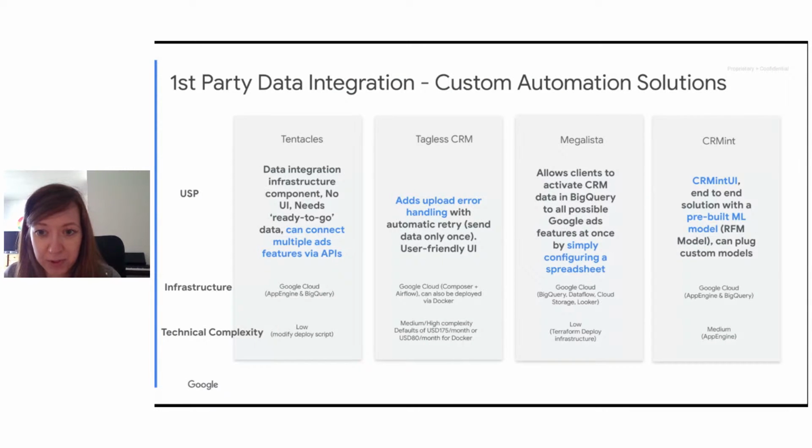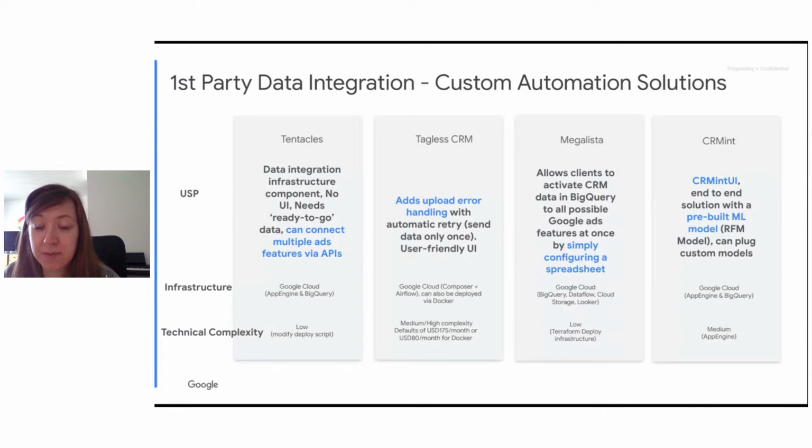To sum it up for you and make it a bit easier to digest, we highlighted here the USP and infrastructure. So again, Tentacles is a component. It has no UI and sends the data to GMP or Google Ads, no matter the volume of data. It can access any external system where your data is stored, and it is built with Cloud Functions, Pub/Sub, Firestore, Datastore, and Cloud Storage. It should be low cost as it is built on pure serverless infrastructure.